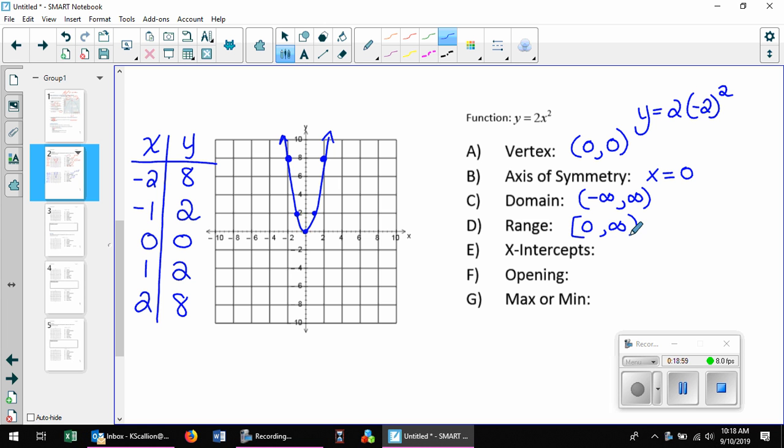X intercept? 0. Opening up. And is it a max or a min? Min, and the min occurs at 0. See? So much better than you were 2 seconds ago. Easy peasy, right? Nothing terrible.